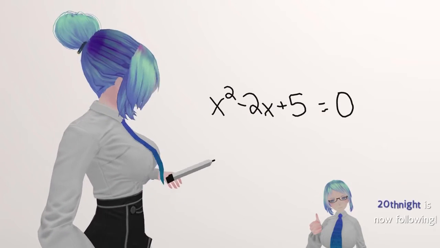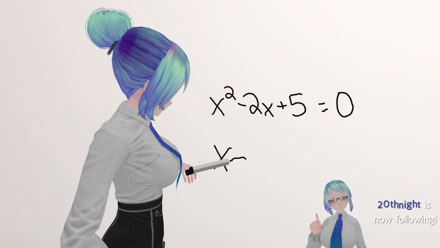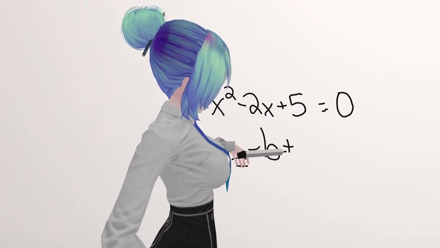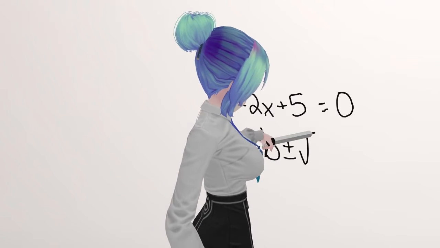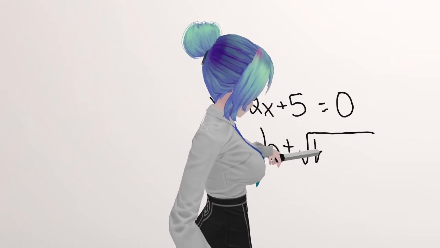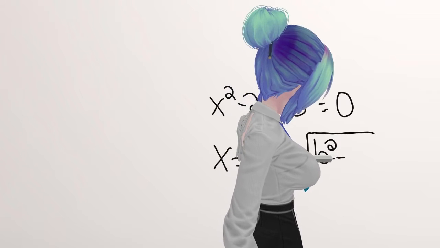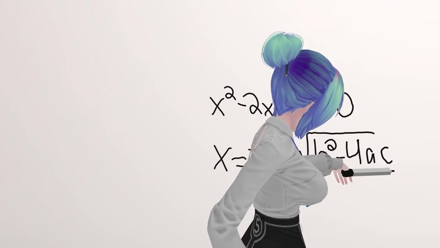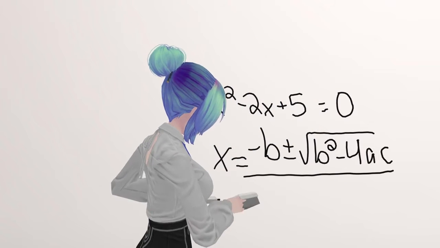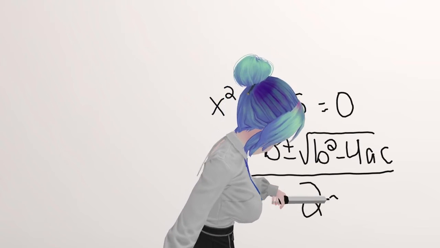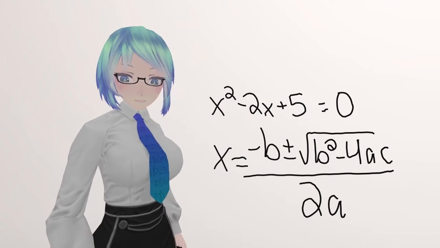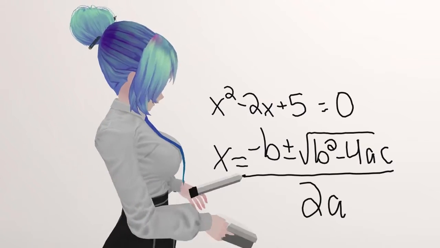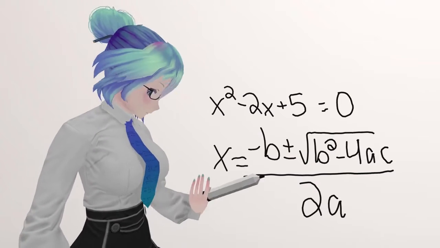Sing it with me. X equals negative b plus or minus square root of b squared minus 4ac all over 2a. Thank you. Thank you. This is the quadratic formula.